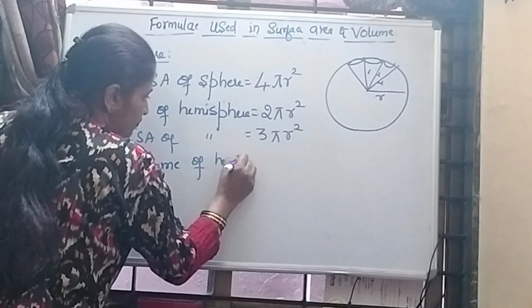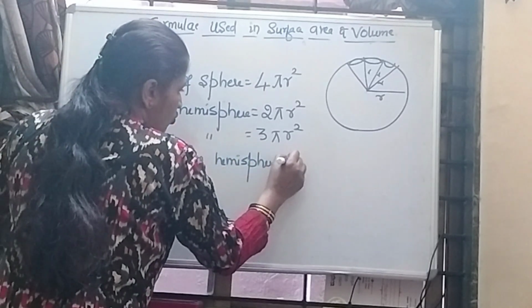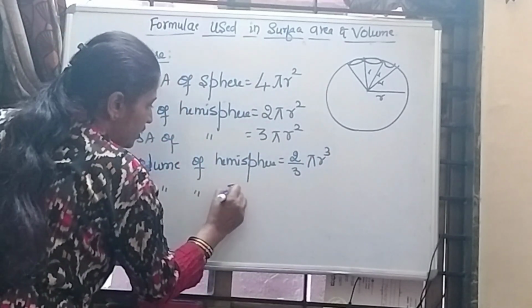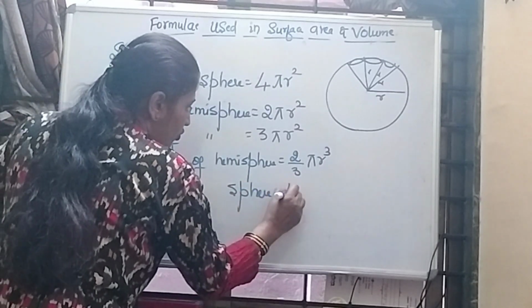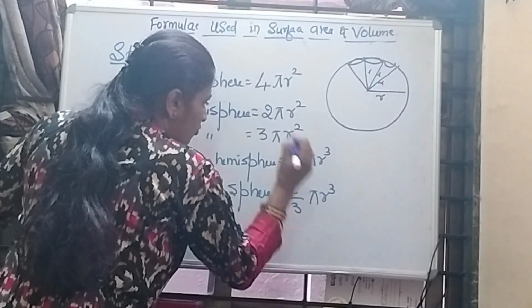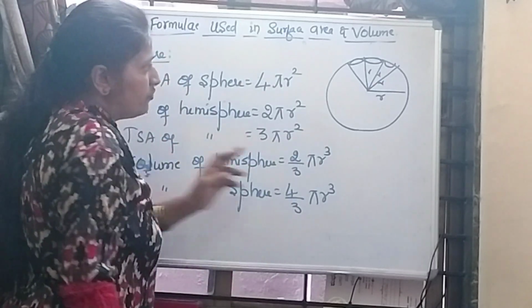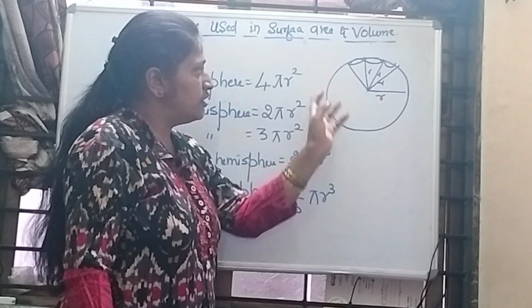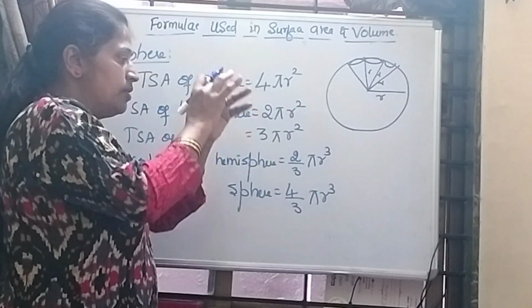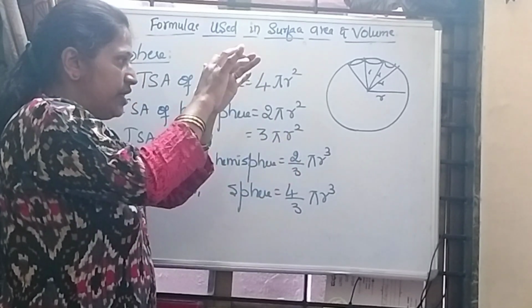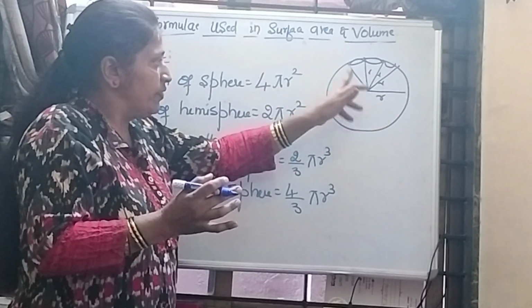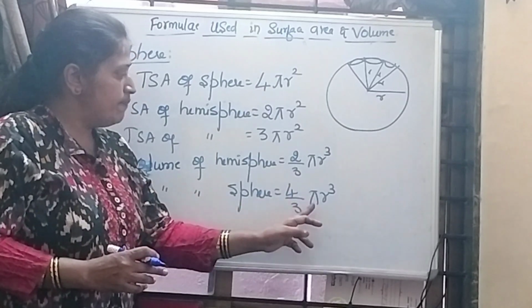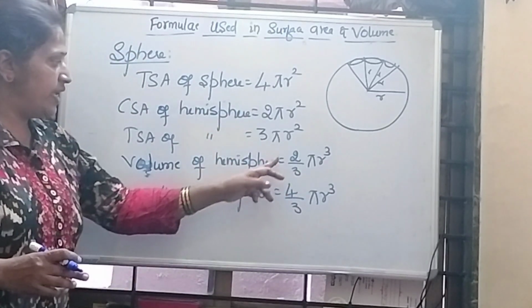is 2/3 pi r cube, and volume of sphere is 4/3 pi r cube. This is found out using the volumes of cones. As you can see here, the sphere is made up of a number of cones. Using the volumes of cones, if we calculate, we get the volume of sphere as 4/3 pi r cube and hemisphere as 2/3 pi r cube.